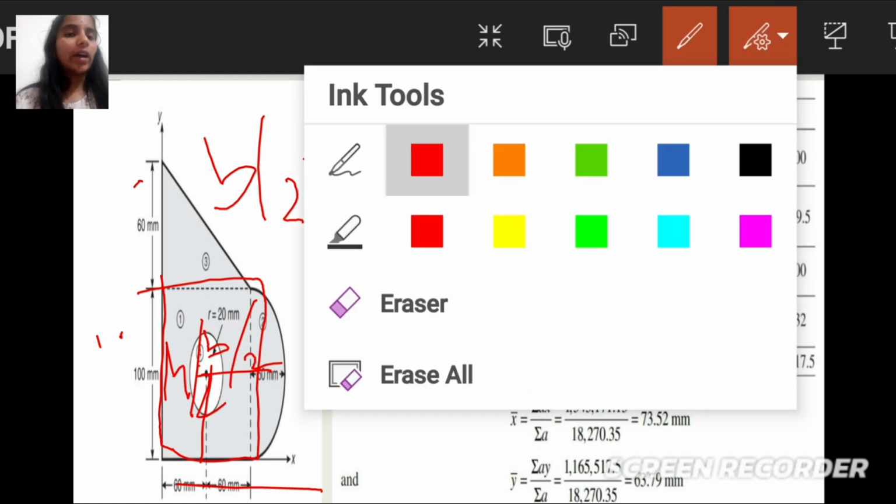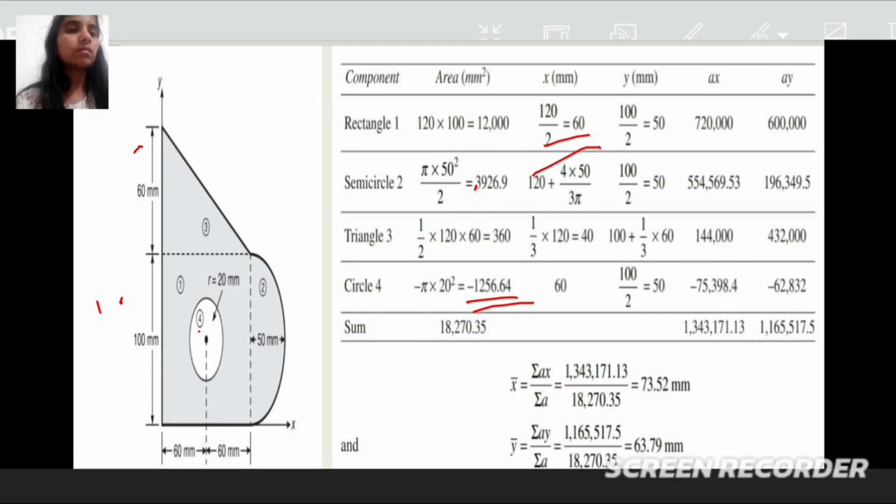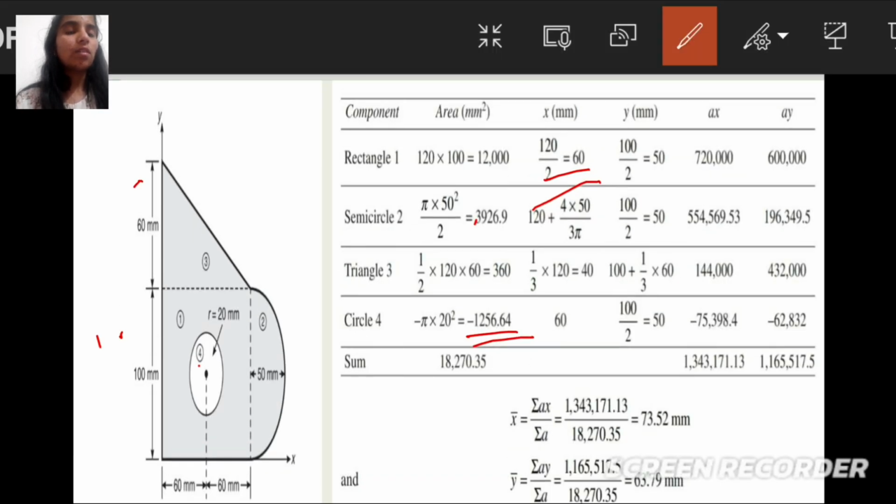Now we'll find the centroidal distance of semicircle of the x-axis. We will get 120 plus 4 into 5 divided by 3 pi, that is 4r by 3 pi. Centroidal distance of x-axis in semicircle is 4r by 3 pi.